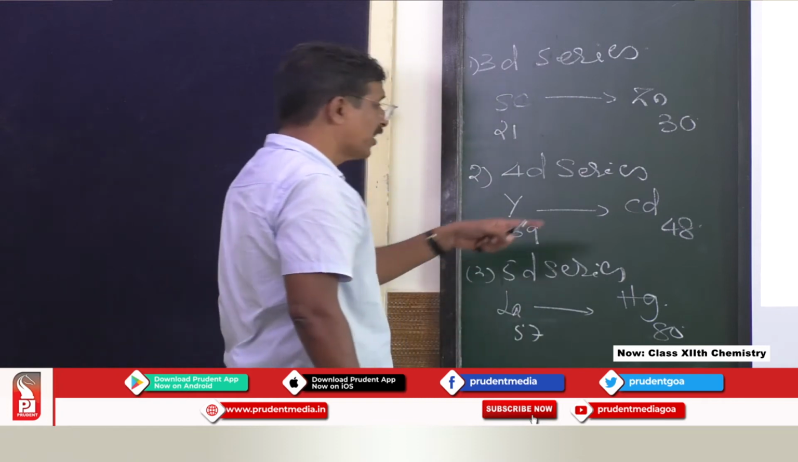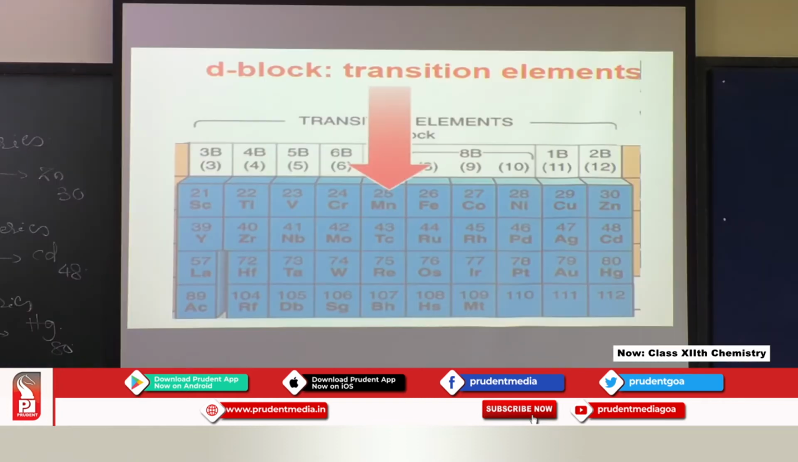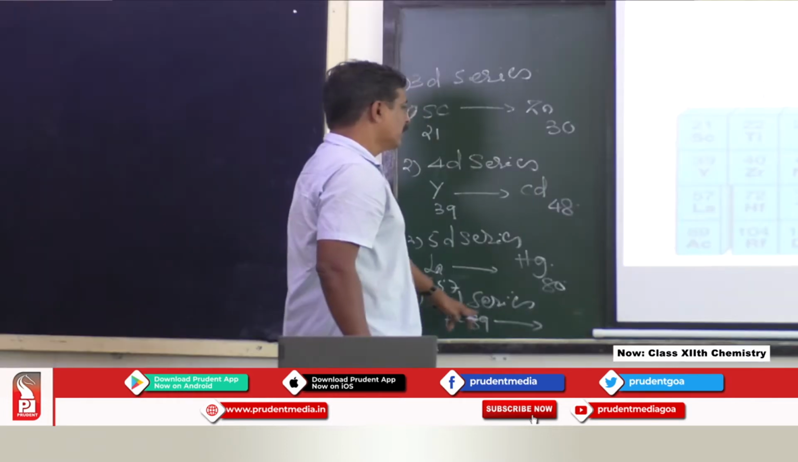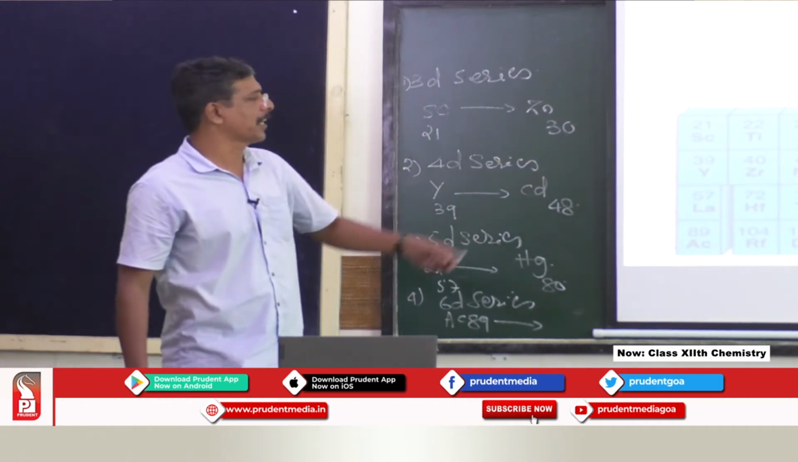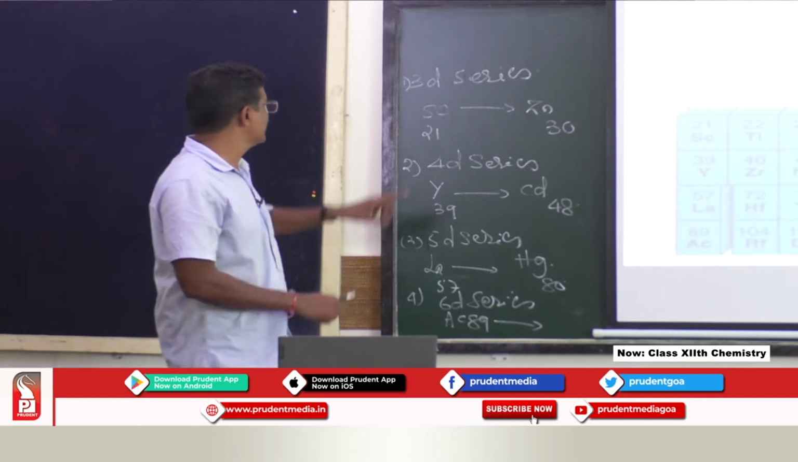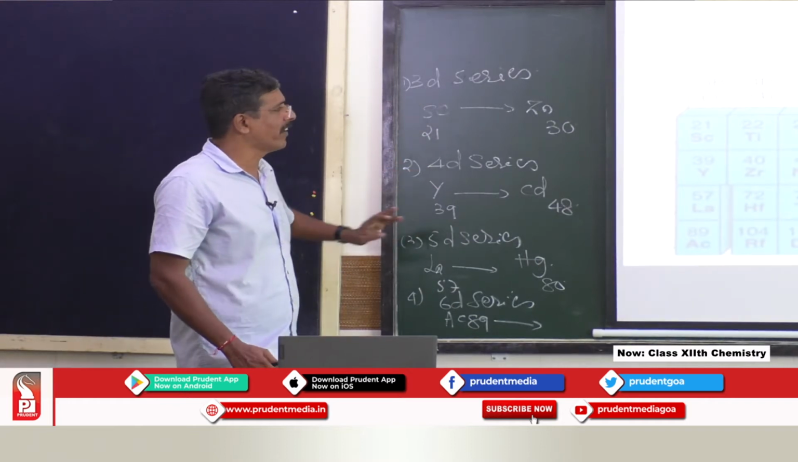After that, there is one more series, the 6d series. This is not that important. It starts from actinium, whose atomic number is 89, and it contains the synthetic elements. All of these elements are not found, and there is still a gap. So what is important is the 3d series, 4d series and 5d series.